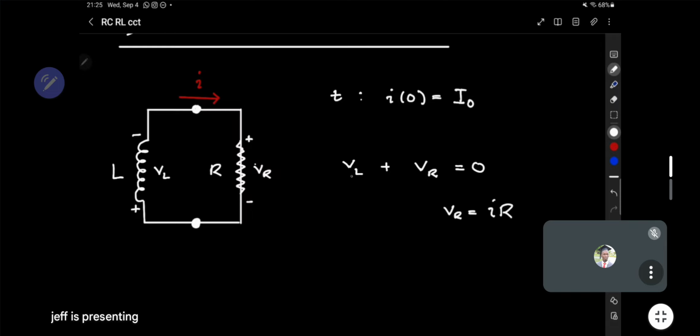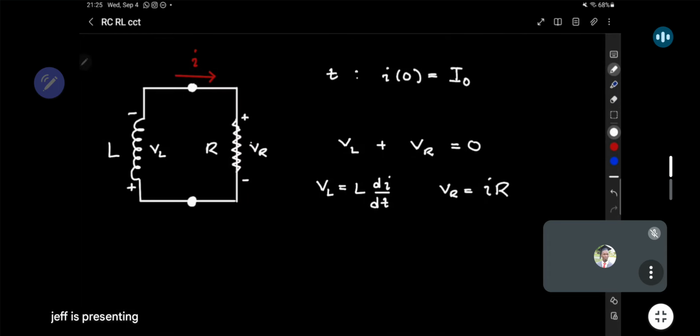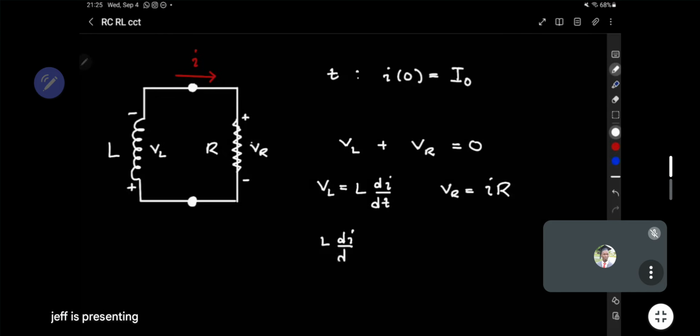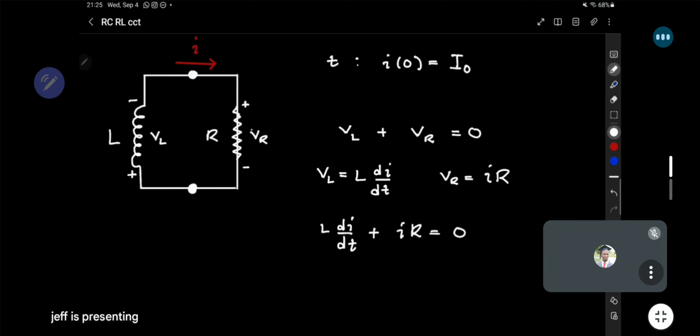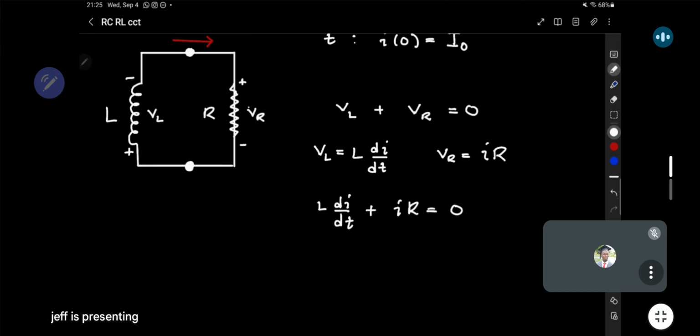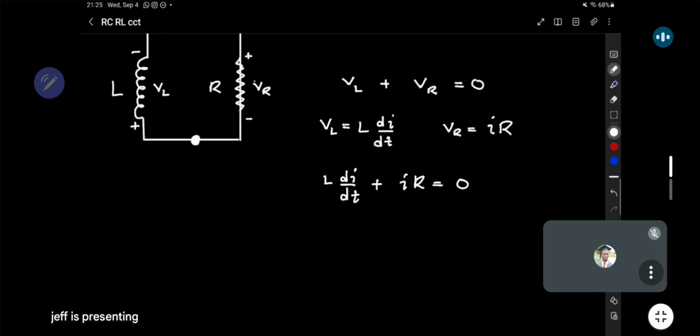For the voltage drop across an inductor, if you recall when we introduced inductors, it is equal to the inductance multiplying the change of the current through it with respect to time. Based on this, we can substitute those expressions so that we have L di/dt plus IR equals 0. We want to solve this expression for I. To do that, we're going to use separation of variables again, a method of solving differential equations.